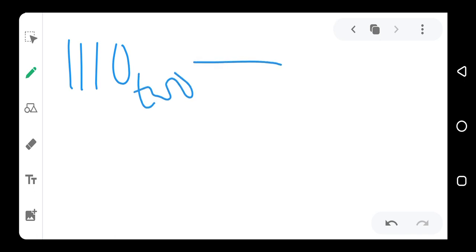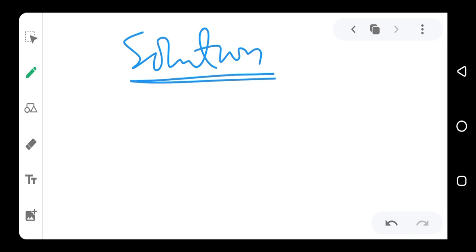For example, if we are given 1110 in base 2 to convert to base 4, how do we do it? We first of all convert this number to base 10, and from base 10 we now convert it to base 4. So what we are going to have is the solution. Step 1, convert the number to base 10.